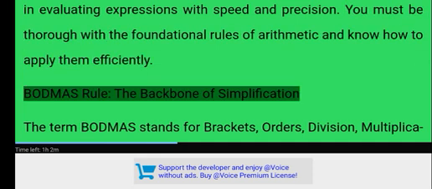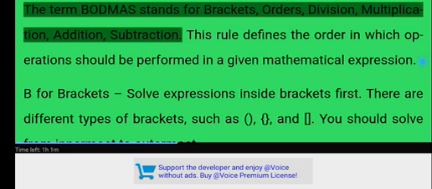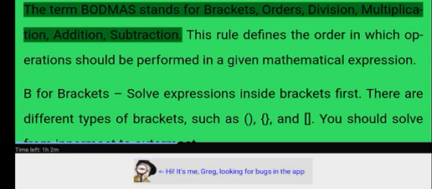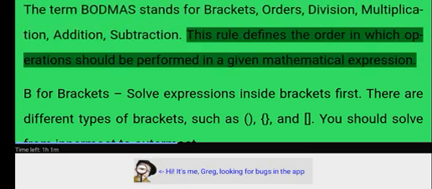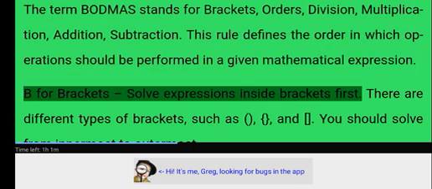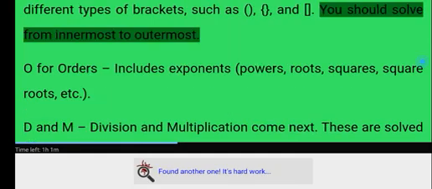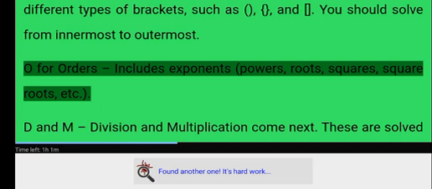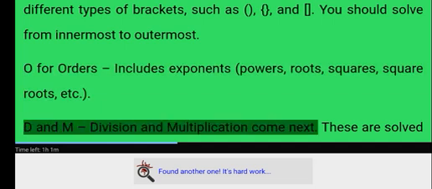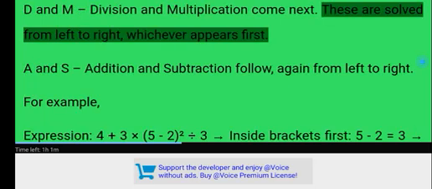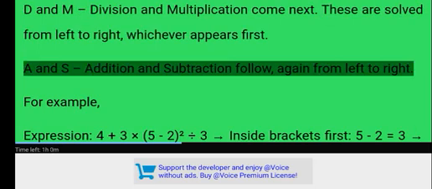BODMAS rule, the backbone of simplification. BODMAS stands for brackets, orders, division, multiplication, addition, subtraction. This rule defines the order in which operations should be performed in a given mathematical expression. B for brackets: solve expressions inside brackets first. There are different types of brackets, and you should solve from innermost to outermost. O for orders: includes exponents, powers, roots, squares, square roots, etc. D and M: division and multiplication come next, solved from left to right, whichever appears first. A and S: addition and subtraction follow, again from left to right.